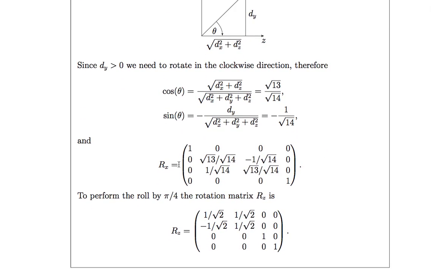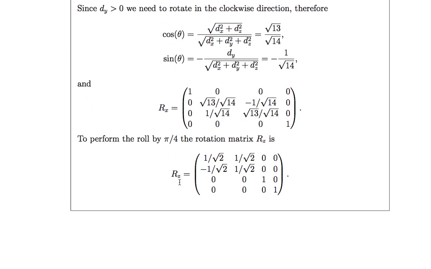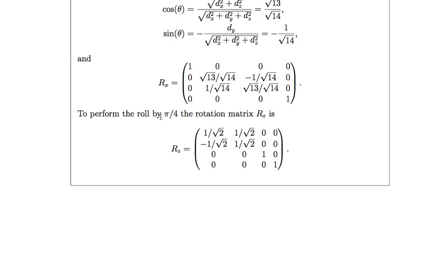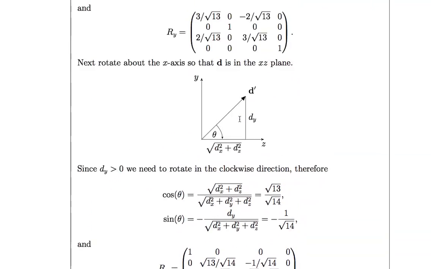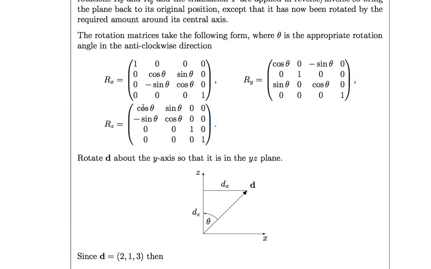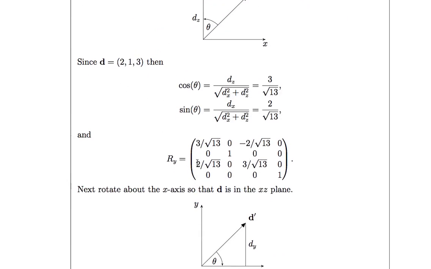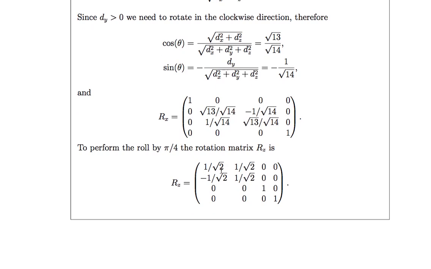Okay, so this gives us our rotation matrix around the x direction. And finally, to perform the roll, we simply substitute pi over 4 into the rotation matrix for Rz. Now for pi over 4, cos and sine are both equal to 1 over root 2, or if you prefer, root 2 over 2.